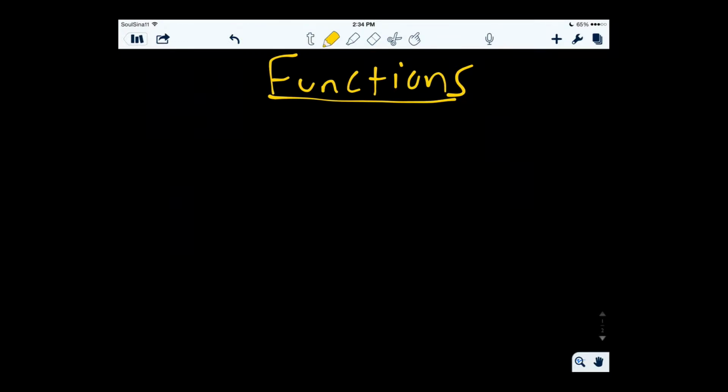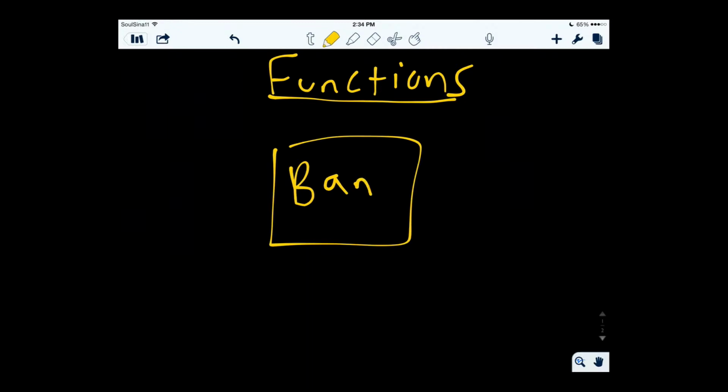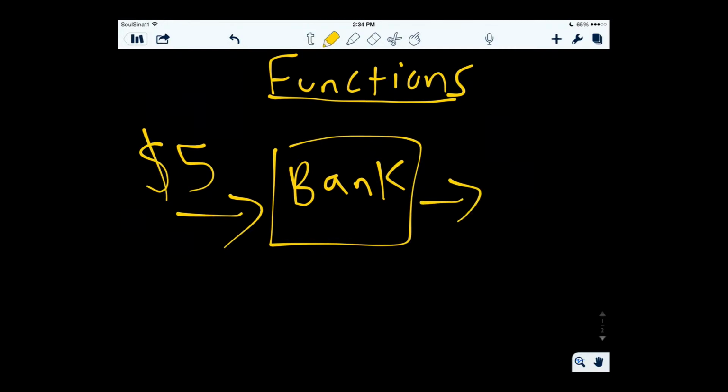Today we're going to be talking about functions and what they are. Functions are pretty much an input-output system. It's kind of like a bank. Let's say you have $5 and you put $5 into the bank and the bank gives you back $6.